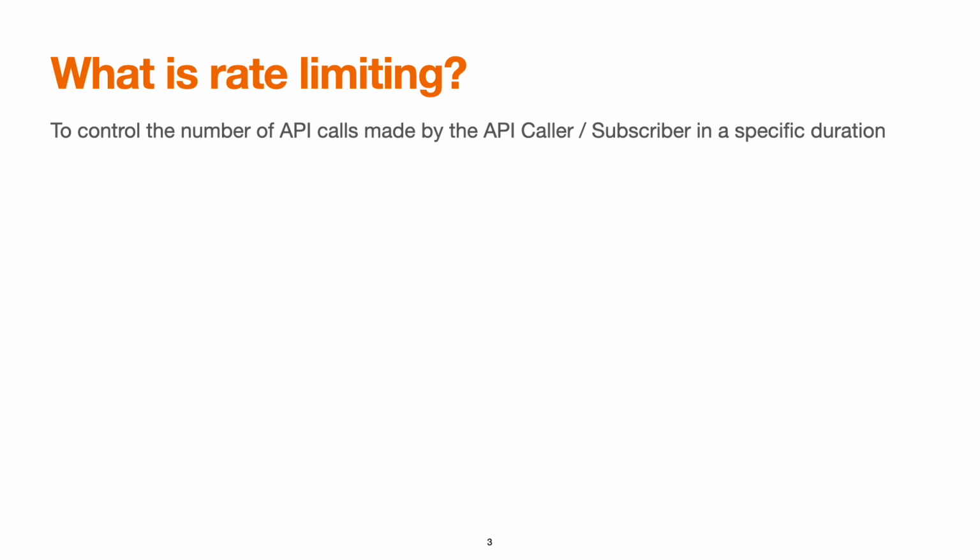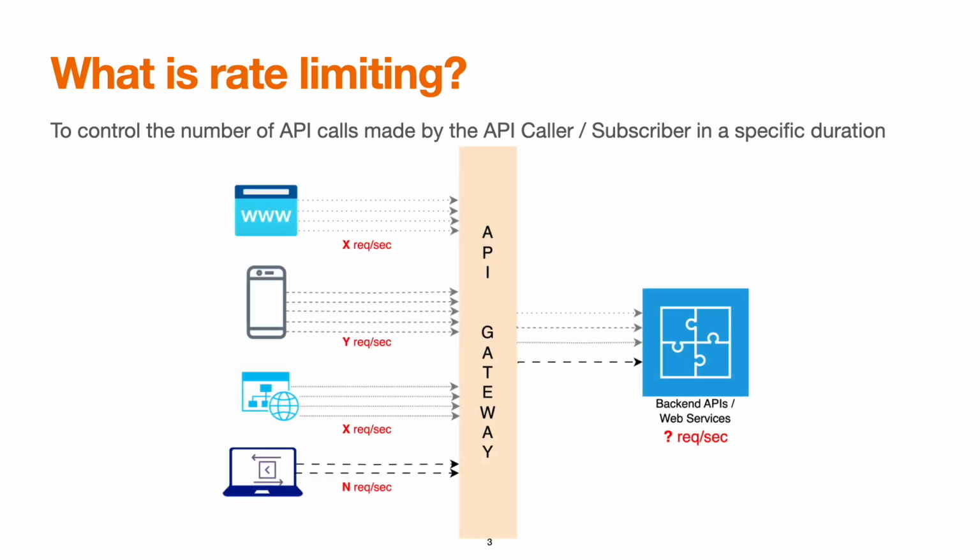Rate limiting is basically used to control the number of API calls made by the API caller or the API subscriber, or sometimes we say API consumer, in a specific duration. So let's see a simple analogy. As you can see, there are different clients and applications that consume a particular API via the API gateway. All have different requirements and usage policies. A web application requires X requests per second, a mobile app requires Y requests per second, or maybe something else. A batch job may call the API in a non-business hour with X requests per second, and an integration system requires calling the same API with N requests per second.